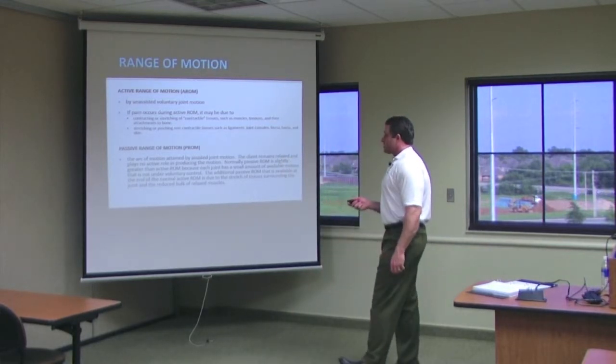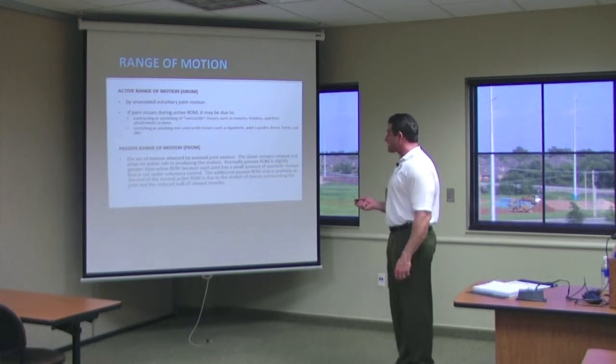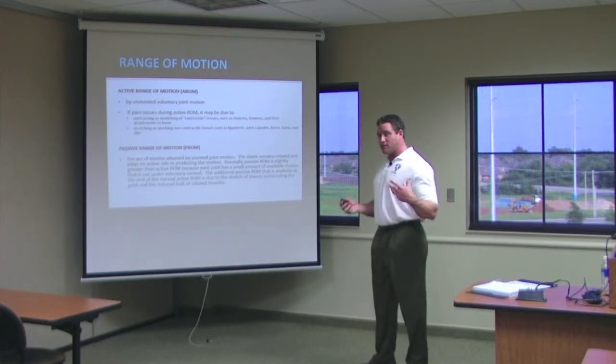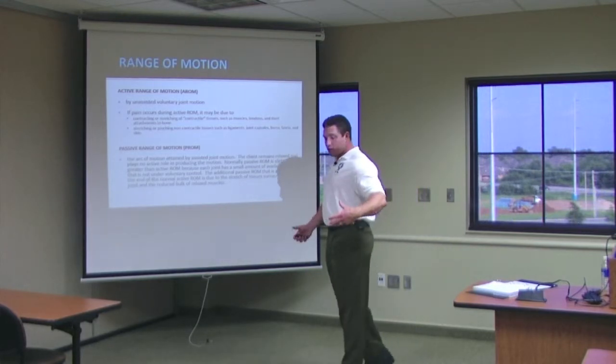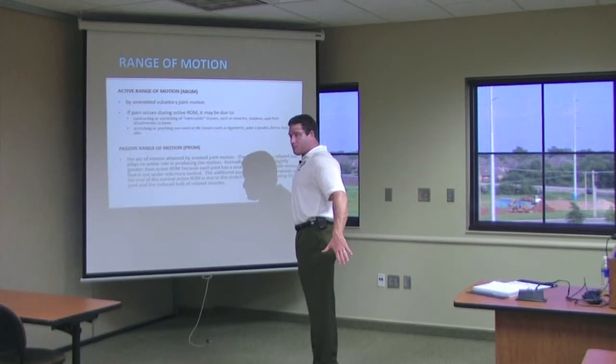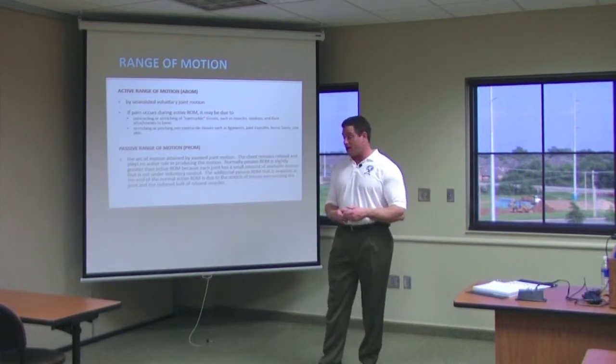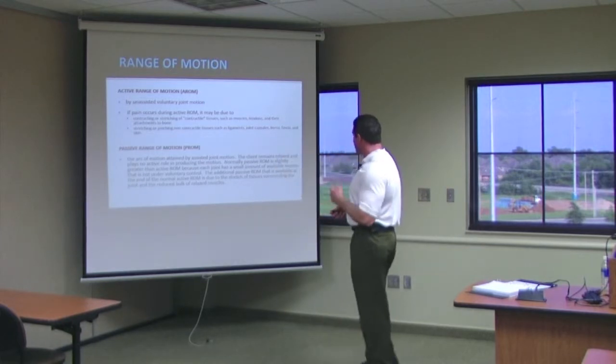Passive range of motion is the arc of motion attained by assisted joint motion. The client remains relaxed and plays no active role in producing the motion. So this would be a deal where you might be having the person say, let me take your arms, pull them back, I'm going to stretch your pec girdle out, or maybe they're laying on their back and you're trying to do some hip or hamstring stretches on them to help them with their range of motion.